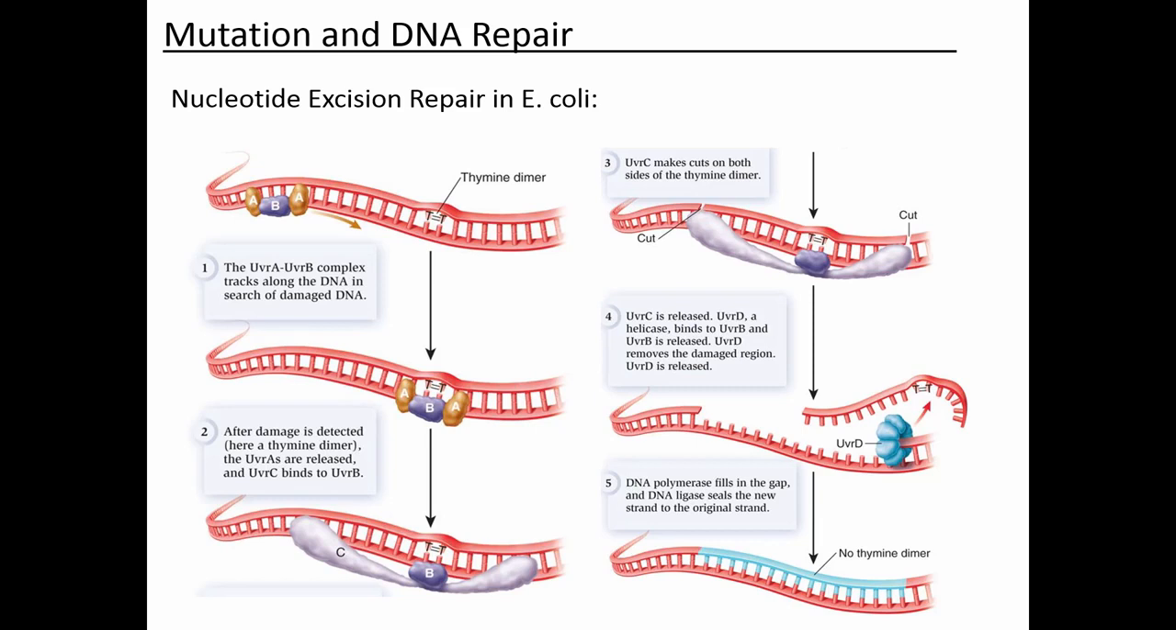UVRD, which is a helicase, as it says on the slide here, binds to UVRB. UVRB leaves, and UVRD removes this segment of DNA, that strand of DNA that contains the thymine dimer. And then a DNA polymerase comes in and fills in the gap, and a DNA ligase comes in and connects the two fragments of DNA together. Okay, so that's essentially what's going to happen in nucleotide excision repair in E. coli.